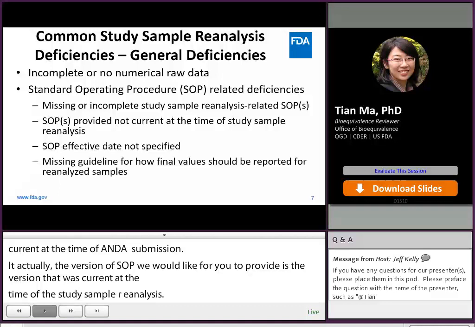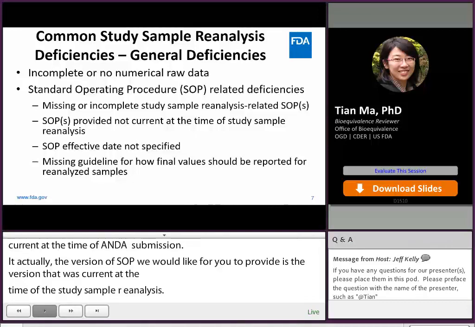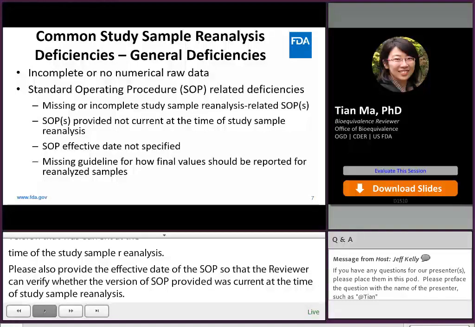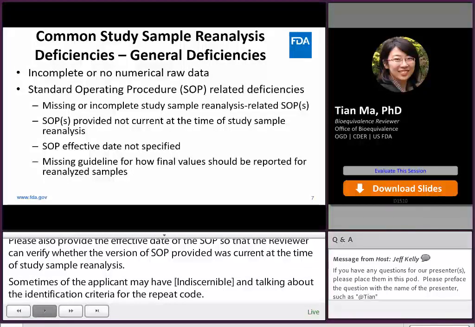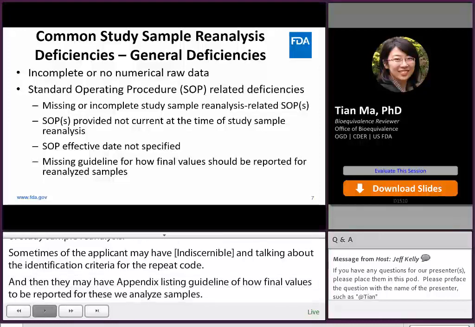Sometimes the applicant may have the body of the SOP talking about the identification criteria for the repeat codes. And then they may have an appendix listing the guideline of how final values should be reported for these reanalyzed samples. But then in the submission, they only submit the body of the SOP, but not the appendix, which contains the guideline of final reporting criteria. So please make sure that all this information is provided in your submission.